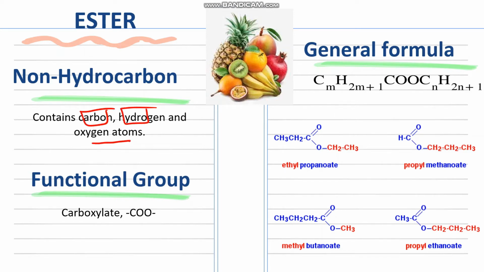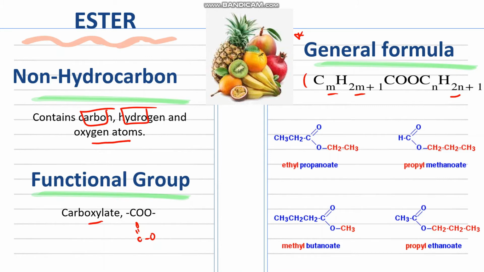The ester can be represented by the general formula, which is this one, CnH2n+1COO CnH2n+1. If you recall, the ester comes from the carboxylic acid and also alcohol, which means the carboxylic acid will react with the alcohol to form the ester. The functional group of the ester is the carboxylate, which is the COO. Whenever you see the functional group COO, it simply means it's an ester that is made from the chemical reaction between carboxylic acid and also alcohol.